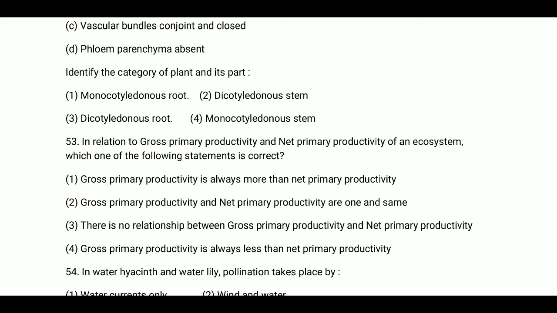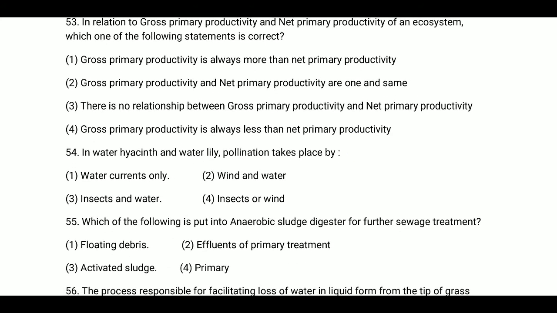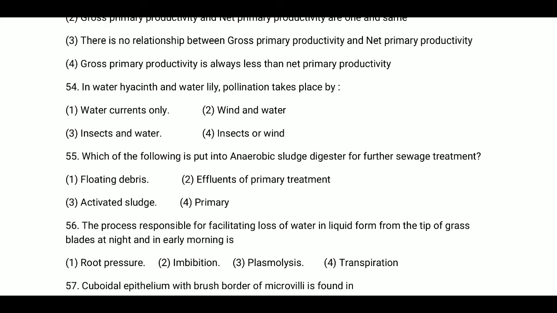So the right answer is first option. In water hyacinth and water lily, pollination takes place by water currents only, wind and water only, insect and water only, insects or wind. See, water hyacinth and water lily, they grow on surface of water and flowers are aerial. So pollination can either occur by wind or insects. So the right answer should be fourth option. They are not submerged plant.